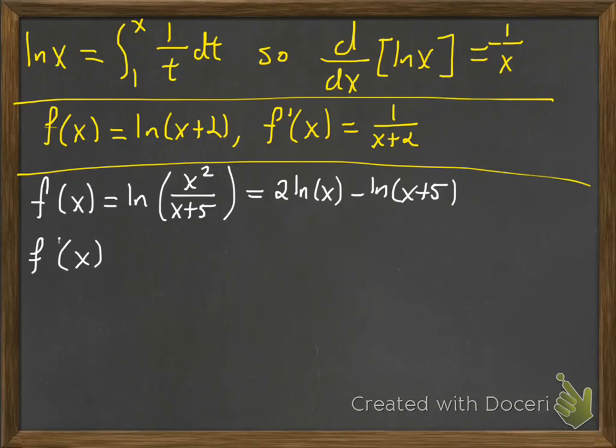So we got that constant of 2 out in front, and the derivative of ln x is 1 over x, minus the derivative of ln of something is going to be 1 over that something times the derivative of that something. And the derivative of x plus 5 is just 1. So that's our derivative. Nice and straightforward. We didn't have to use the quotient rule for derivatives or anything like that. So those properties of logarithms are going to make this process a little bit nicer.